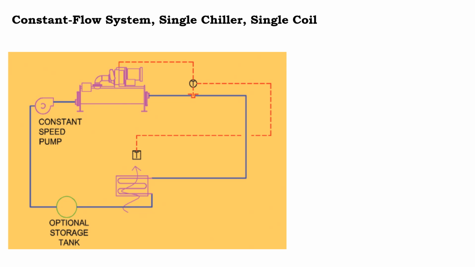So here you can see a constant flow system with a single chiller and a single coil. With a single chiller and single coil, the simplest design strategy is to eliminate the traditional three-way valve at the coil and use a constant speed pump to circulate water between the evaporator and the coil. The control is provided by resetting the temperature of the chilled water leaving the chiller. The constant water flow provides reliable heat transfer at both the evaporator and the cooling coil. Also, the chiller performance is improved when the leaving chilled water temperature is reset as required.